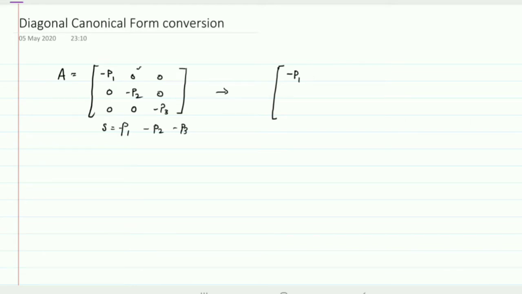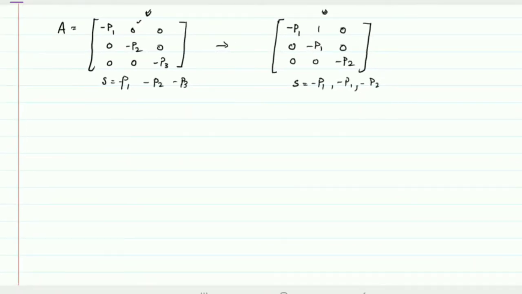For example, for a repetition of the pole s equals minus p1 and minus p2, we will have a matrix in this form: minus p1 0 0 0 minus p2. We studied this in the last lecture. So this is called the diagonal canonical form, and this is the Jordan canonical form. We will see how to convert a state space equation into these particular forms.